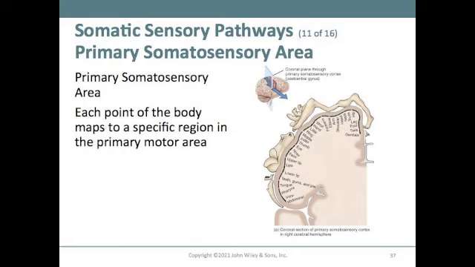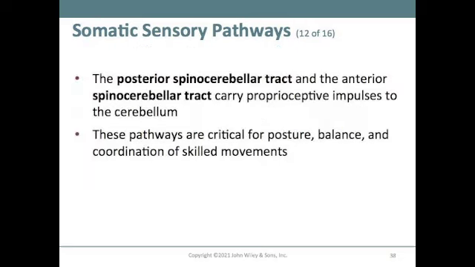Note that some parts of the body, chiefly the lips, face, tongue, and hand, provide input to large regions in the primary somatosensory cortex. Other parts of the body, such as the trunk and lower limbs, project to much smaller cortical regions.